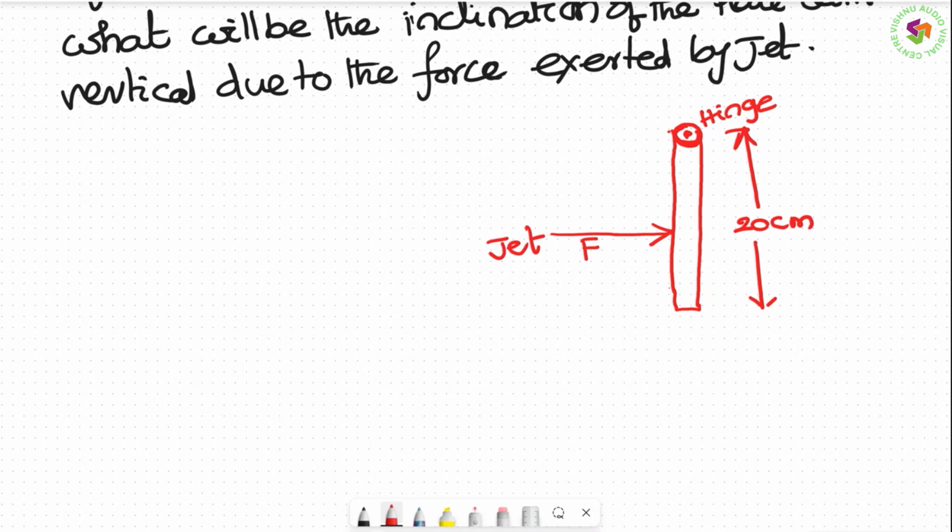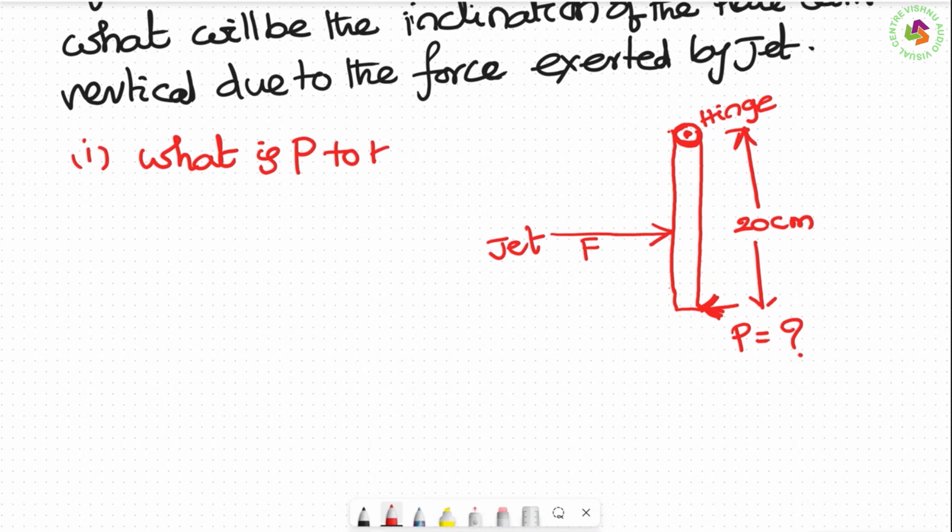Then what is his question, in the entire first question, is what is this force P? The first question is, what is P to keep the plate vertical?